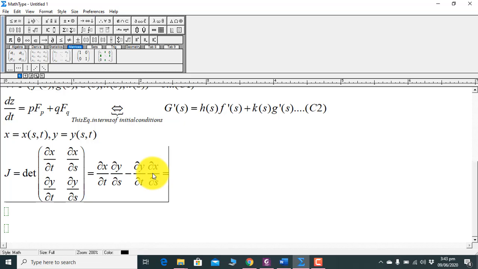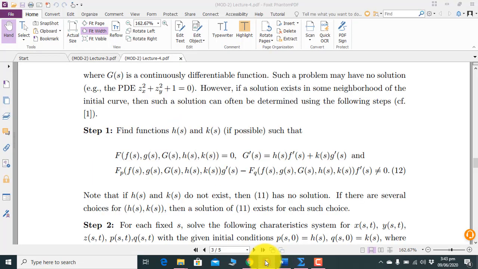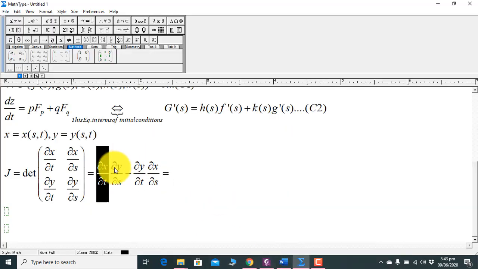So now what will be the answer? What is partial x over partial t? Because Jacobian, what you are trying to find out, Jacobian at any point must not be equal to 0. But look, conditions are taken for t equal to 0. So for t equal to 0, you are trying to focus on the conditions. So what will be the Jacobian?